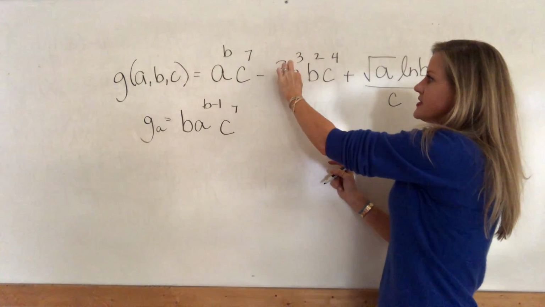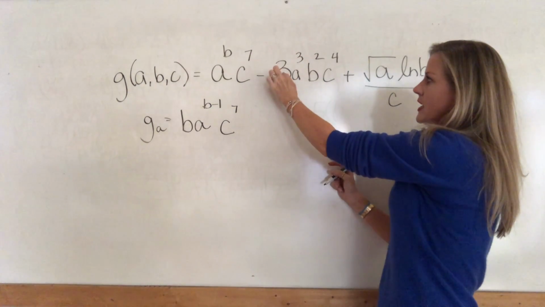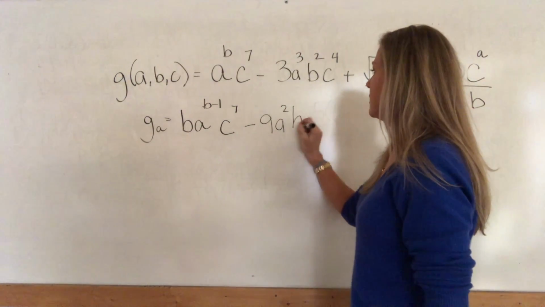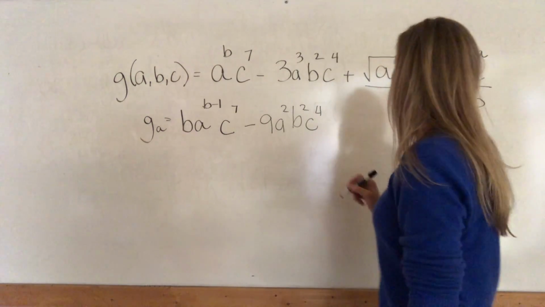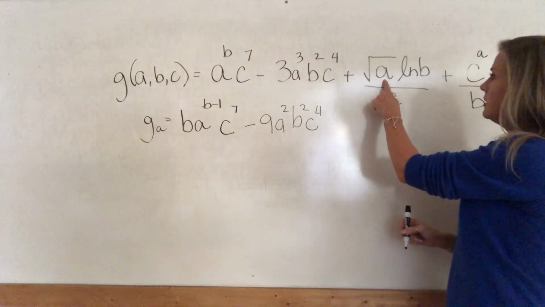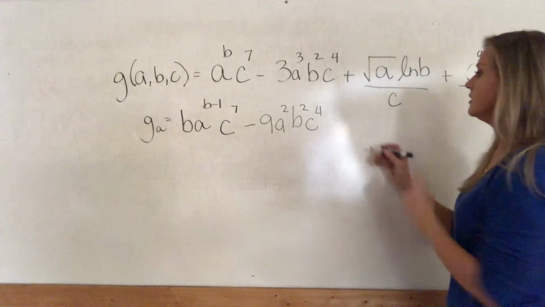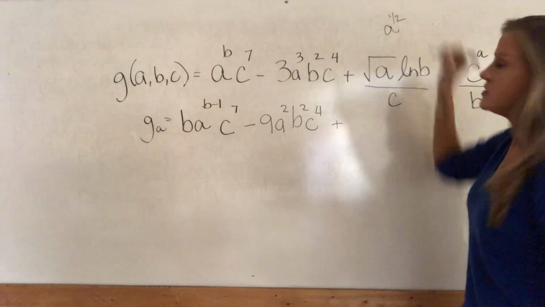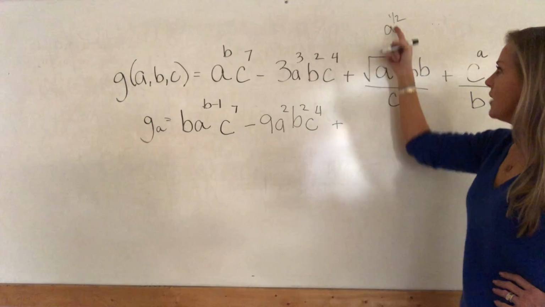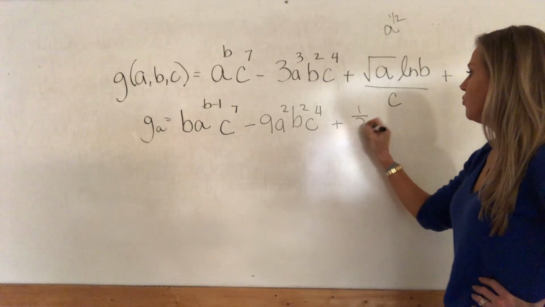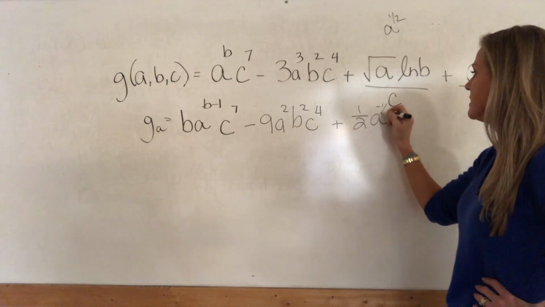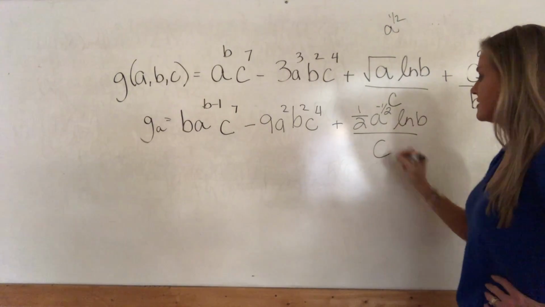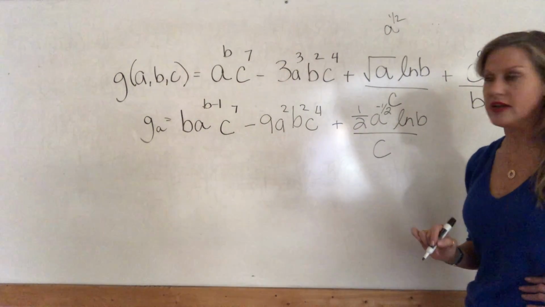My next term, there's the a, that's going to get derived, everything else trails along. So when I derive this a, that 3 will drop down and multiply by that 3. Over here, my a is under a radical, which really means a to the 1/2. So when I derive that a, I get 1/2 a to the negative 1/2, and everything else acts as a coefficient, so it comes along for the ride.